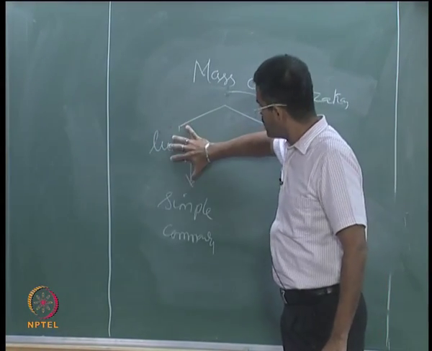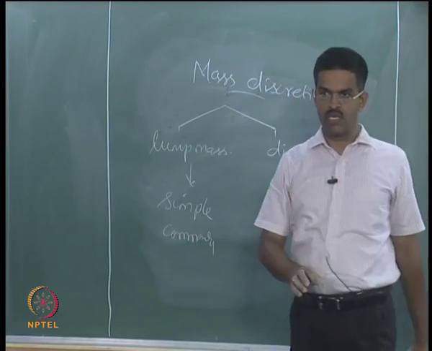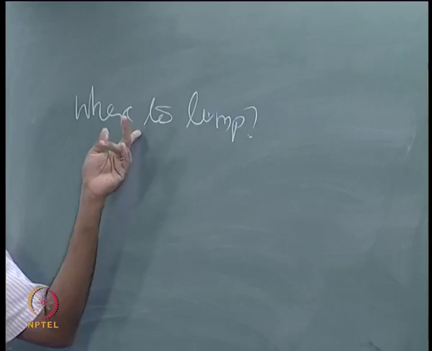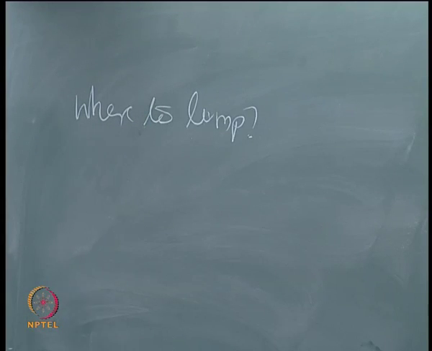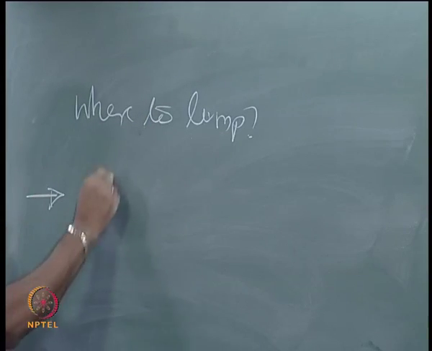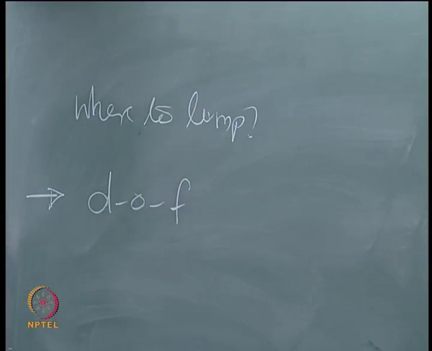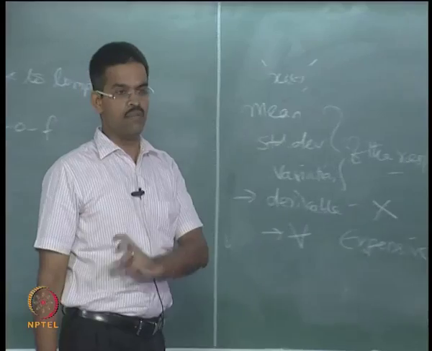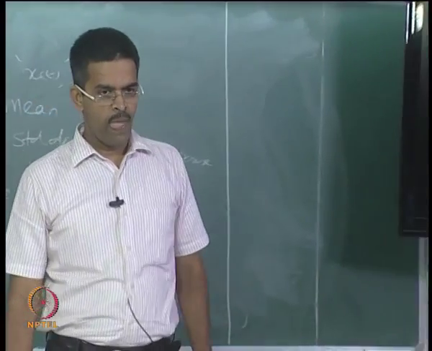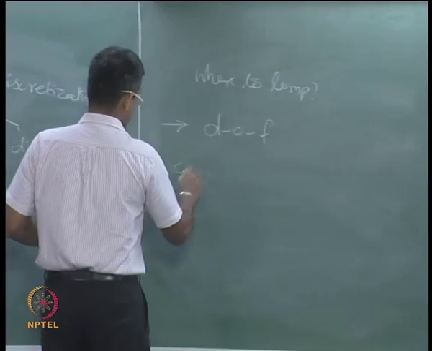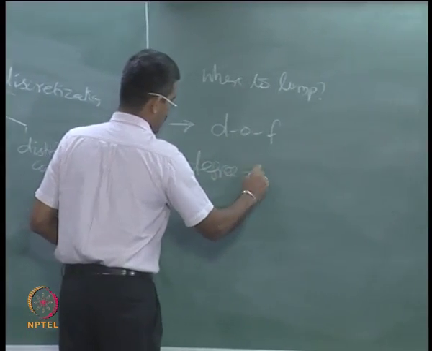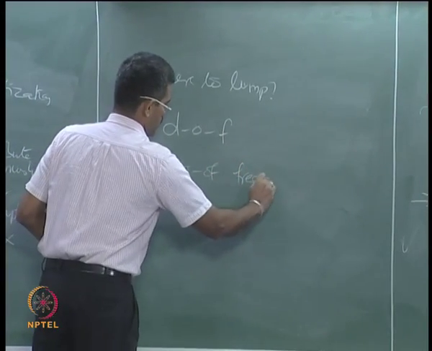When I follow this path of lumping the mass at a specific location, where will I lump it? That is important. You have to lump the mass at places where you identify what we call degrees of freedom. Then what are degrees of freedom? What do you understand by degree of freedom?